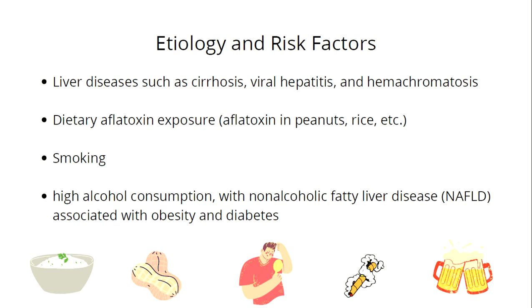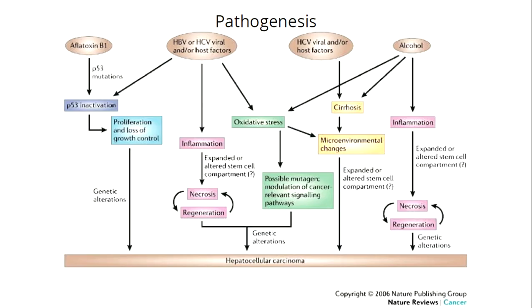Next is the dietary aflatoxin exposure, such as the aflatoxin in peanuts, rice, wheats, and etc. Another risk factor is smoking and high alcohol consumption with non-alcoholic fatty liver disease associated with obesity and diabetes. So the pathogenesis is presented in here.